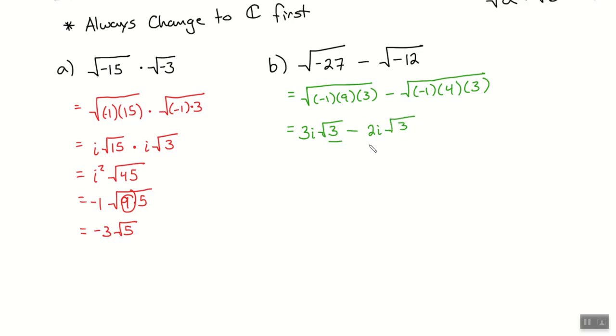Do these match? So it's no different than if I had 3x plus 2x, or minus 2x. Like the same idea works. We have like terms. These can combine. What's 3i minus 2i? 1i, and the only thing left? Boom. i root 3. We're done.